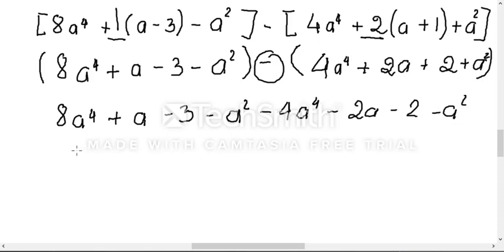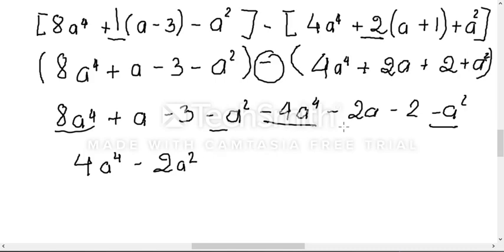And now it's just a matter of collecting like terms. Let's say an 8a to the fourth and a negative 4a to the fourth, and that's going to give me a positive 4a to the fourth. And I have a negative a squared and another negative a squared. So negative 1 plus negative 1 would give me a negative 2a squared. And it looks like we have a positive a and a negative 2a. So positive 1 minus 2 gives me a negative 1a.